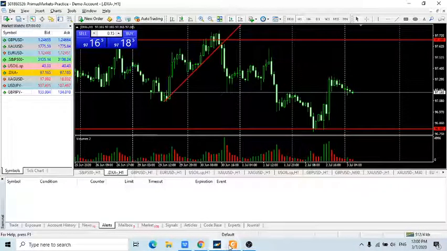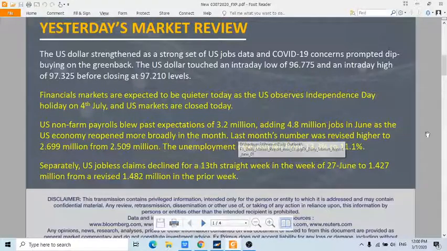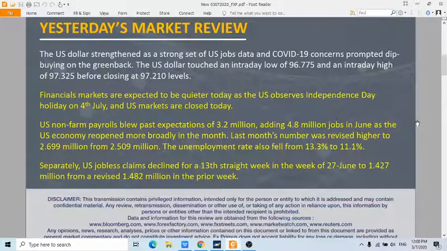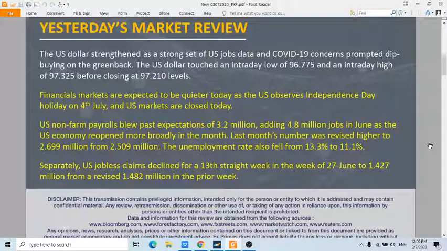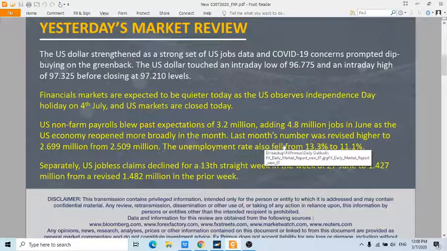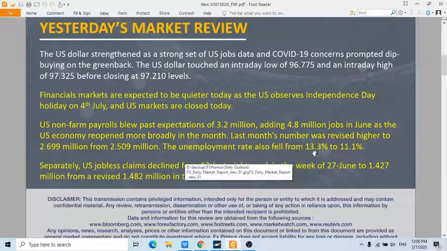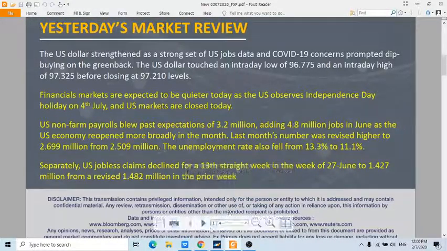Again, a very warm welcome to those who are new from the webinar. As mentioned, financial markets are going to be a bit quiet today as the US is on a holiday. More specifically, for yesterday's major economic data, the US non-farm payrolls numbers beat expectations of 3.2 million. The actual data came in at 4.8 million jobs created, and the unemployment levels dropped from 13.3% to 11.1%.